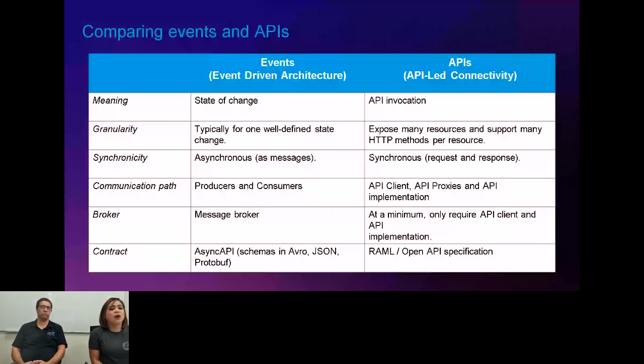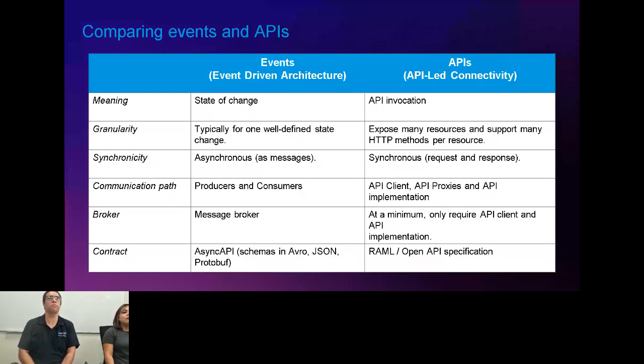In events, we've got the concept of a message broker, which Eduardo is going to show you later on. And APIs at a minimum only require an API client and API implementation. When it comes to specifications, events have the so-called AsyncAPI, whereas APIs have RAML, or the OpenAPI specification, also known as Swagger. So to give you a real-life problem and solution, I'll hand it over to Eduardo.